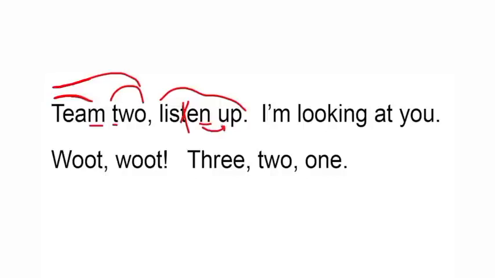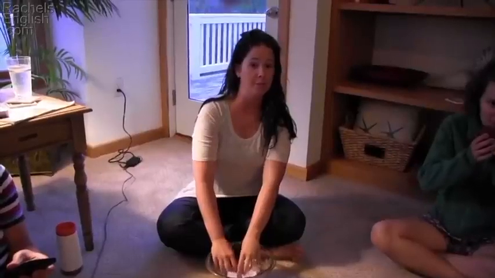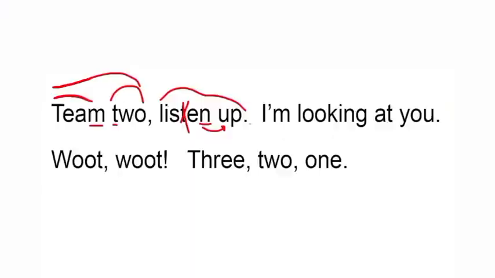Listen up. What's going on with the P here? I'm not releasing it. I'm not releasing it with a puff of air. My lips close. That cuts off the sound. That's the stop part of the stop consonant. But then they don't open, releasing the air.